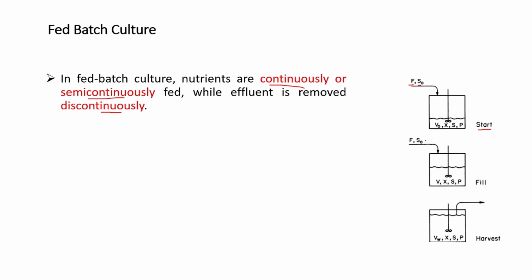In continuous culture, the products are removed simultaneously as the substrate is fed into the reactor. But in fed batch culture, what happens? Substrate is fed after a specific time interval, continuously or semi-continuously, while product is removed only after the end of the process. So as you can see on the right hand side of the figure, you add the substrate continuously or semi-continuously, while after the culture is over you harvest all the product, not before or during the process.